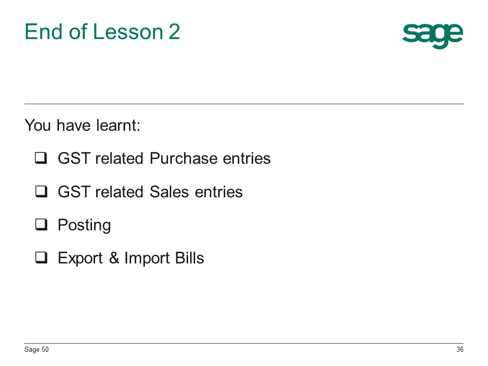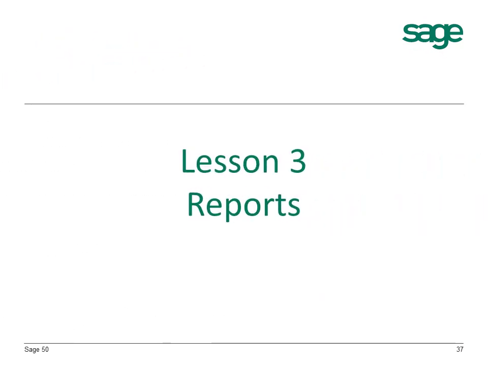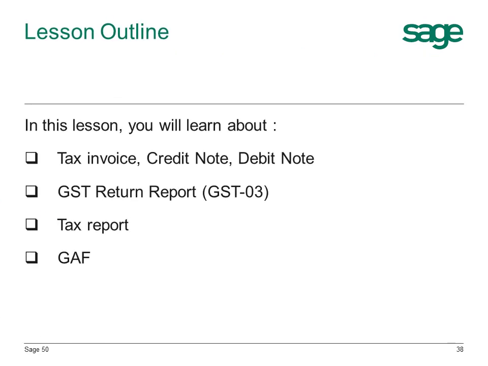We have now completed Lesson 2. In this lesson, you have learned about important GST areas in purchase entries, important GST areas in sales entries, and the importance of posting and export-import of bills. In Lesson 3, we will cover the required reports for GST implementation. Here, you will learn about some important documents and reports related to GST.